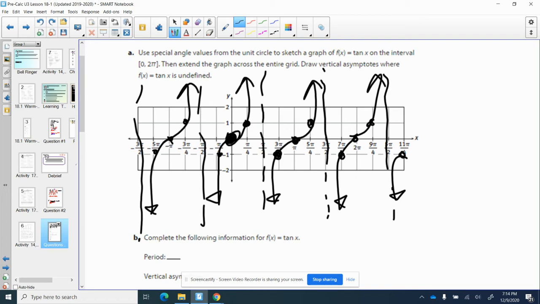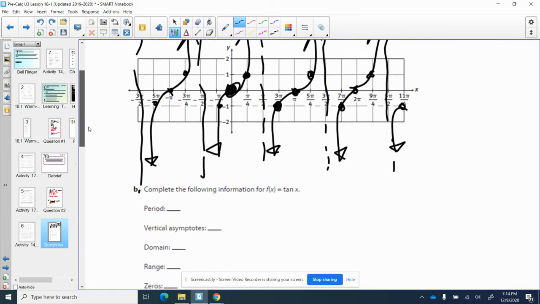Now, tangent, notice, is special, if you look on page 239, compared to our other graphs, because it repeats more often. From negative pi over 2 to pi over 2, that's 1 pi. Pi over 2 to 3 pi over 2, that's only 1 pi. So that's really special about our tangent graphs, is that their period's a little bit different, okay?